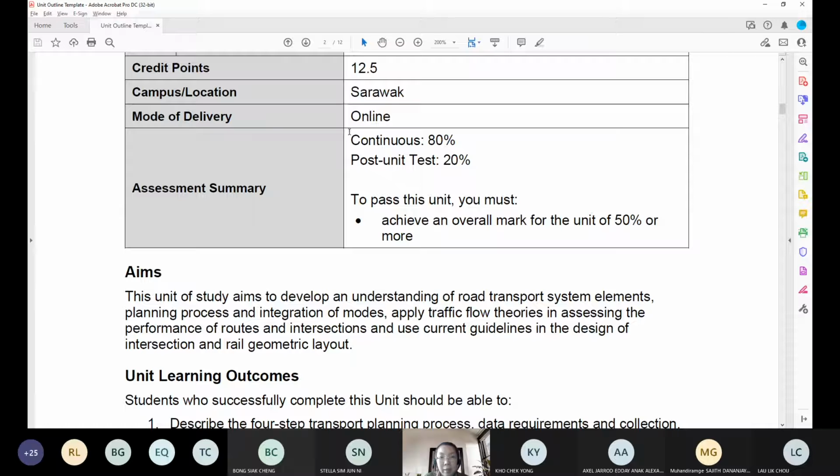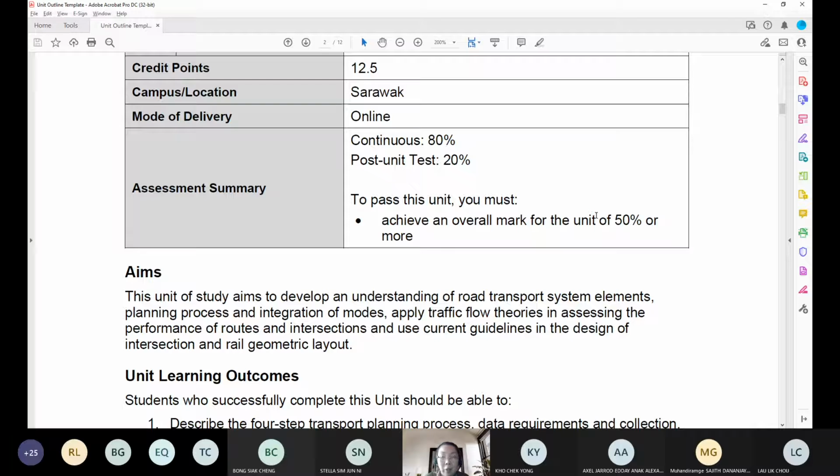Then just a very quick view of your assessment. You have continuous assessment, 80%, and post-unit or end of semester test, 20%. To pass this unit, it is very simple. You just need to achieve overall mark of more than 50%, 50% or more. We have not reintroduced any hurdle requirement this semester, unlike previously, where we had some hurdle requirements where you needed to get at least 40% in your final exam.